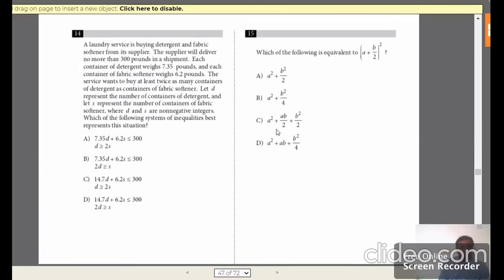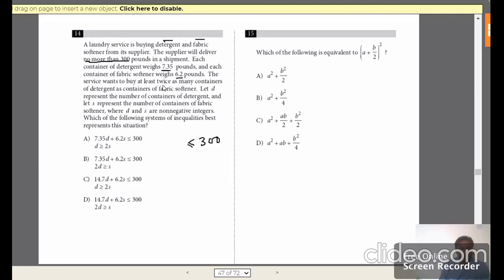A laundry service is buying detergent and fabric. So these two are the word problem. The main thing that we have to look at is that the supplier will deliver no more than 300 pounds. No more than 300 pounds is nothing but less than or equal to 300. Each container of detergent weighs 7.35 pounds and each container of fabric softener weighs 6.2 pounds.